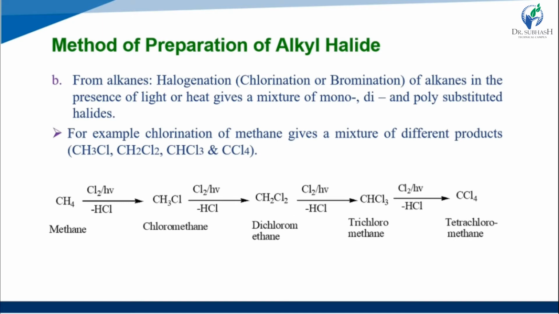Here we start the reaction from methane. Methane reacts with Cl2 in the presence of UV light or heat, and one HCl is liberated, making CH3Cl, chloromethane. Further, with the same reagent and same reaction, one HCl is liberated again, making dichloromethane.